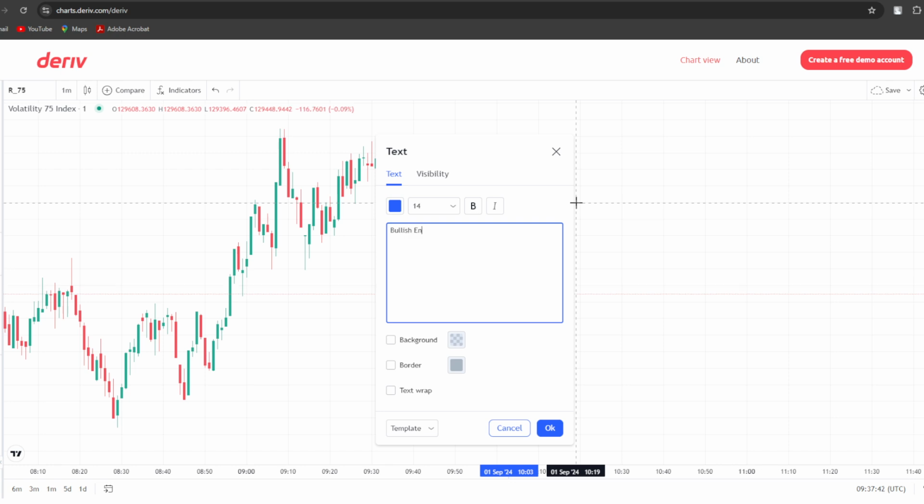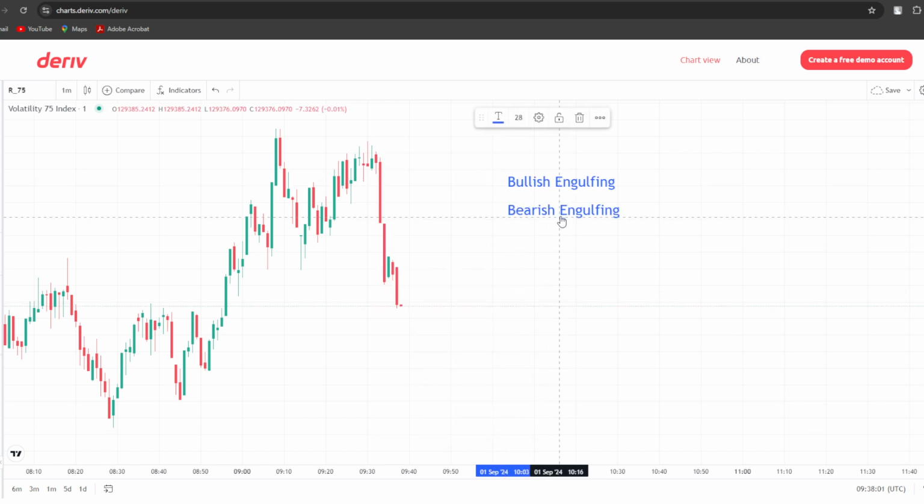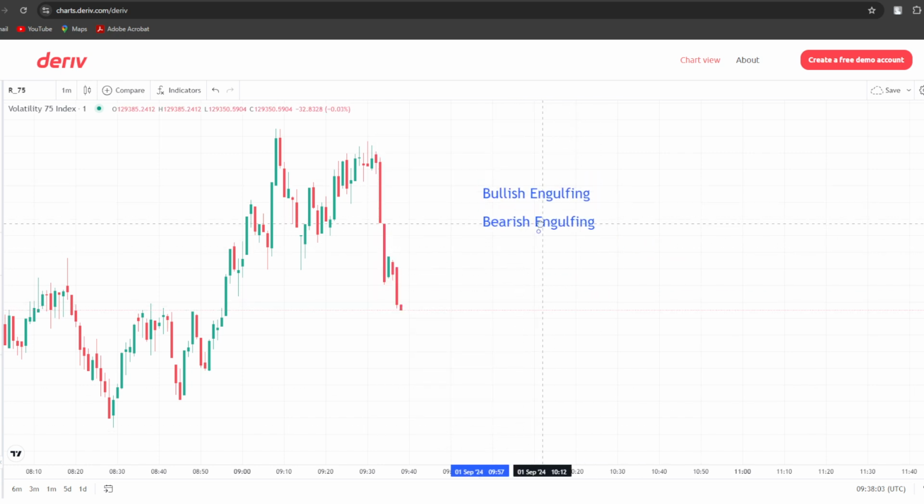Bullish engulfing and bearish engulfing. So these are the only two things. Let me even make it bigger in size. These are the only two things we're going to be looking for here.